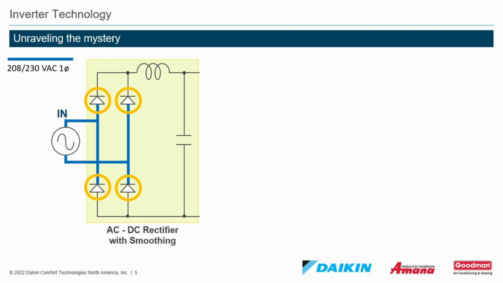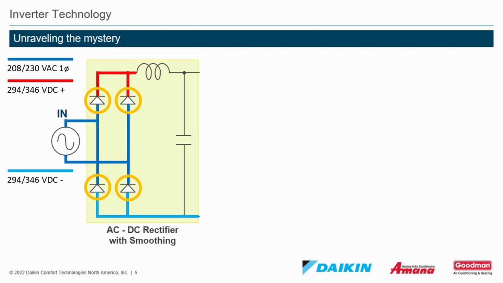The first component it comes in contact with is a group of diodes. A diode works like an electrical check valve. It allows electricity to flow in one direction and blocks that flow in the other direction. So the electricity will flow in the direction of the arrow, but is blocked in the opposite direction. So this would convert the incoming AC power to DC voltage.